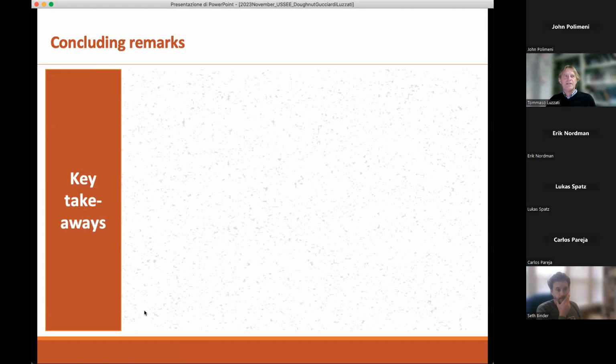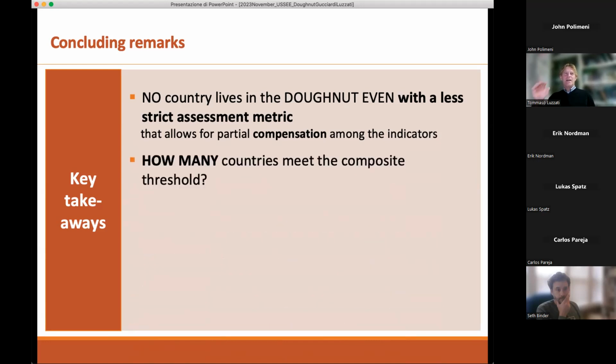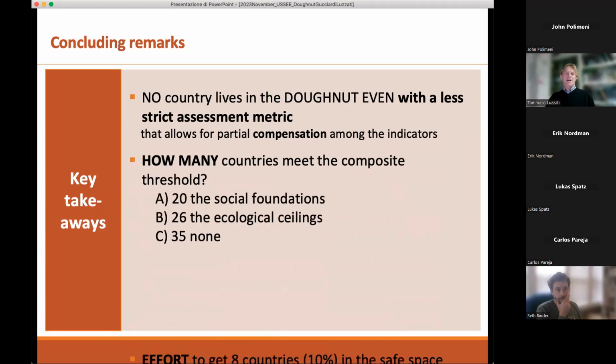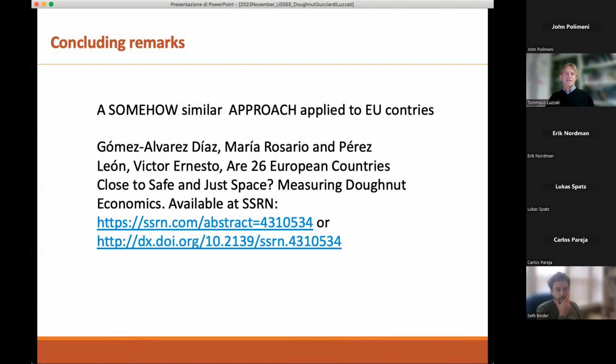And so the concluding remarks, the takeaways. No country lives within the donut, even with a less strict assessment metric that allows for compensation. That is the first key point, and so partial compensation in this case is not a big problem. How many countries meet the composite thresholds? Very few. And the effort to get into the safe space is rather high.